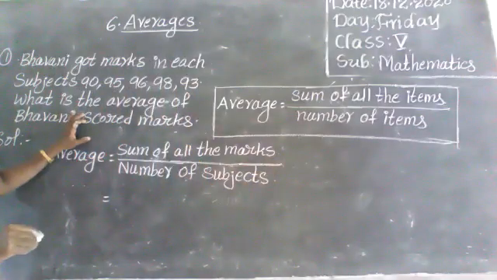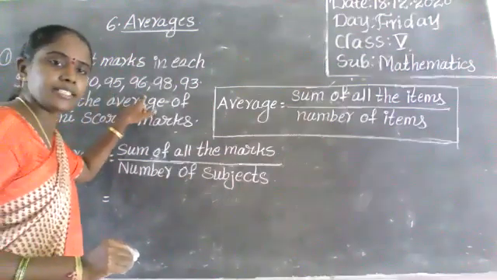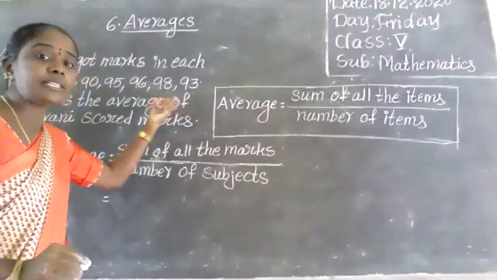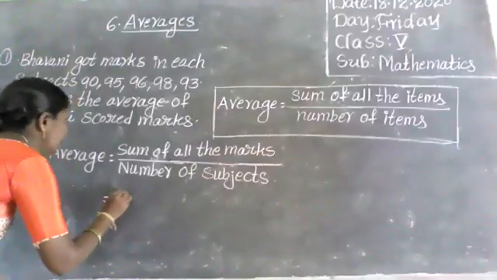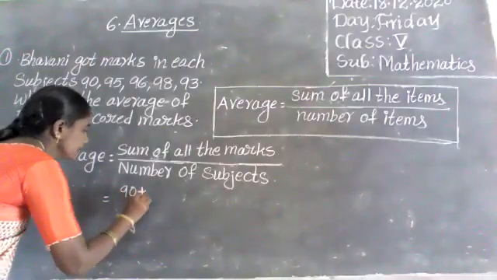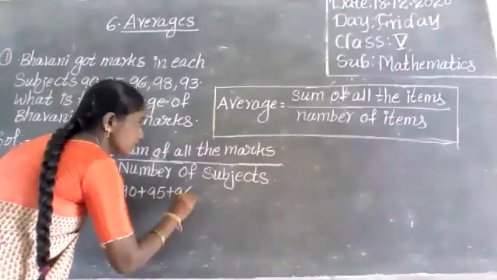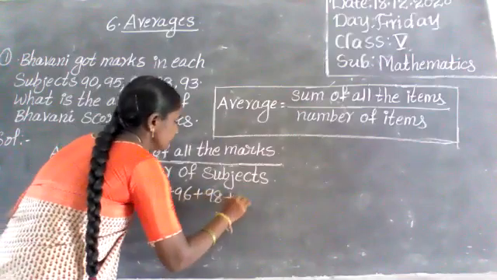Next, the average of Bhavani's marks: 90 plus 95 plus 96 plus 98 plus 93. This is the sum of all the marks.